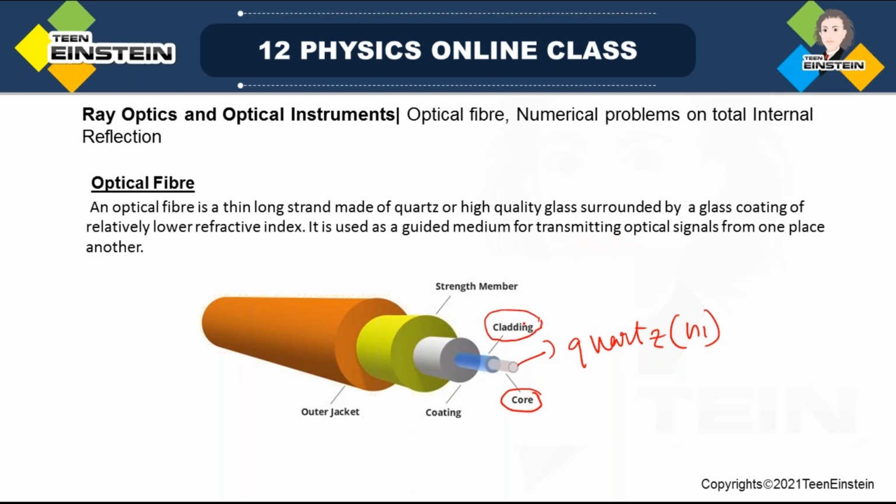So optical fiber has many layers. The cladding is made of some glass, and suppose its refractive index is n2.